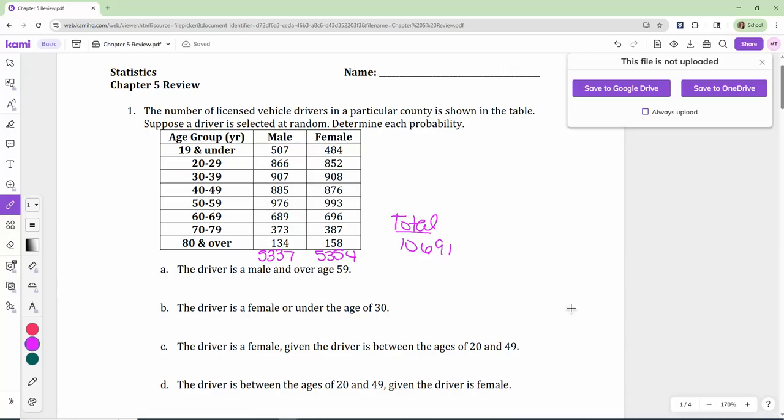So the driver is male and over age 59. When we have the actual data in the table, it's not as much following the formulas as it is just finding the ones that meet the description. I need male over age 59. So my males over 59 are those people. So if I add those up, 1,196. That's over everybody. So we get 0.1119.